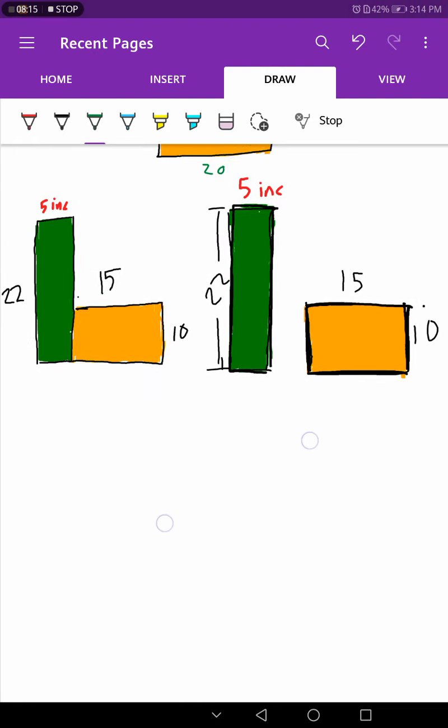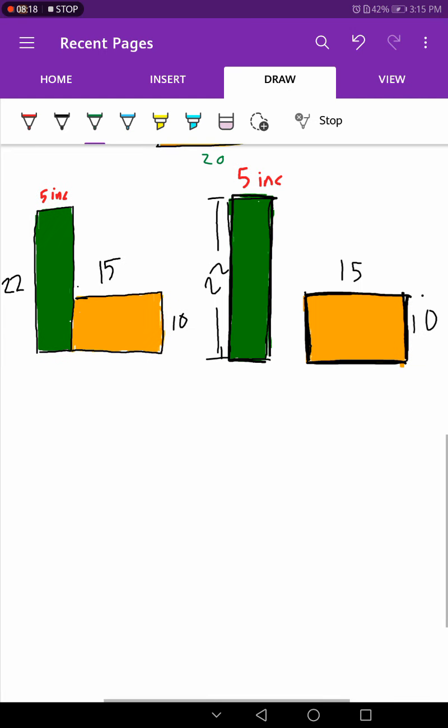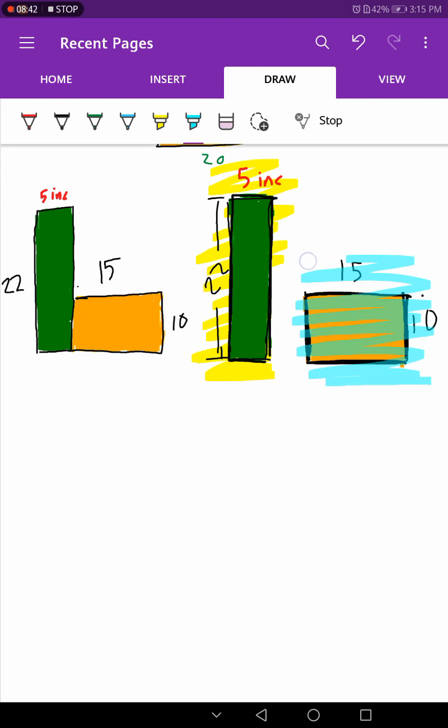Okay, and I said to you, you have to find the dimensions for each shape. Yes, the green rectangle here, what is the dimension for this one? Yes, 5 and 22, sorry. And the second rectangle, it is 10 and 15. I did not do anything. Okay, directly the dimension without doing anything.